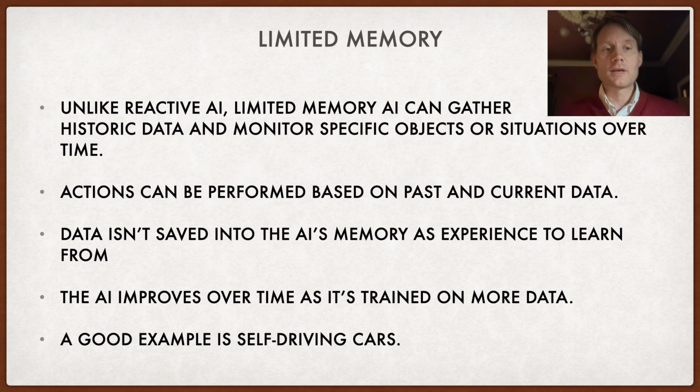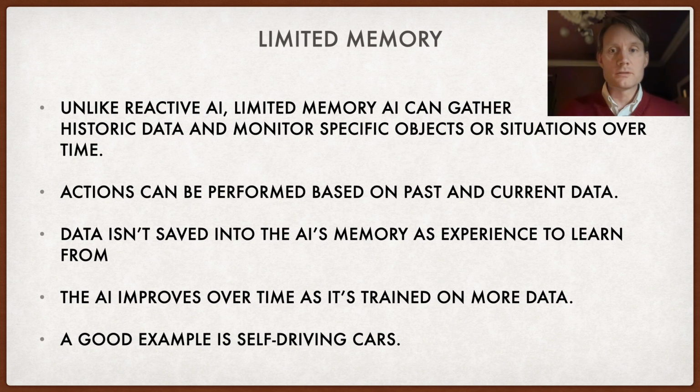So unlike reactive AI, limited memory can gather historical data and monitor specific objects or situations over time. So that allows it to make real-time decisions, such as the ones that we see performed by self-driving cars, which are based on past and current data. This data isn't saved into any particular AI memory, but it's able to gather more data and be trained and transform the way that it makes decisions.